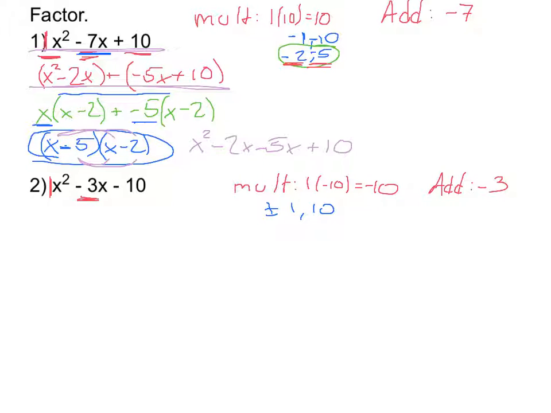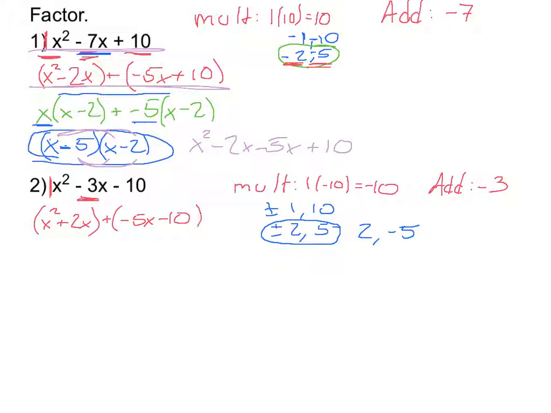Things like 1 and 10, or positive, negative, 2 and 5. Well, if one's positive, one's negative, and we need a negative 3, we're going to use this again. We're going to do a positive 2 and a negative 5. That's what we're looking for. So let's go ahead and do this. We have x squared plus 2x, in parentheses, plus, then I'll do a negative 5x, minus 10. And again, I'll show you right here. These two combine, if I were to combine like terms, these two would combine to make negative 3x.